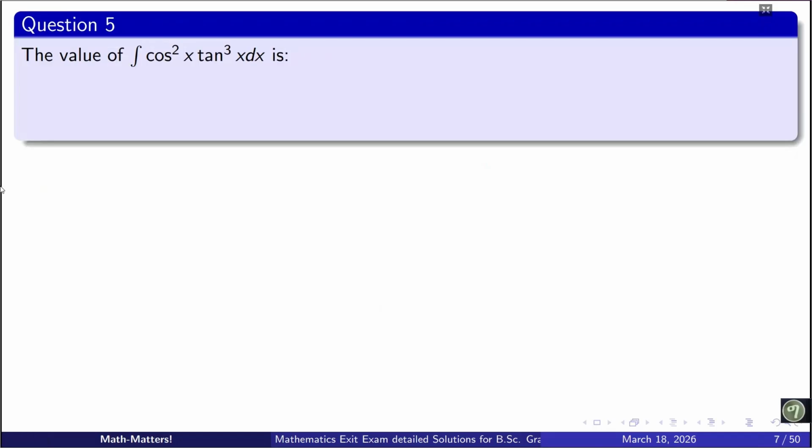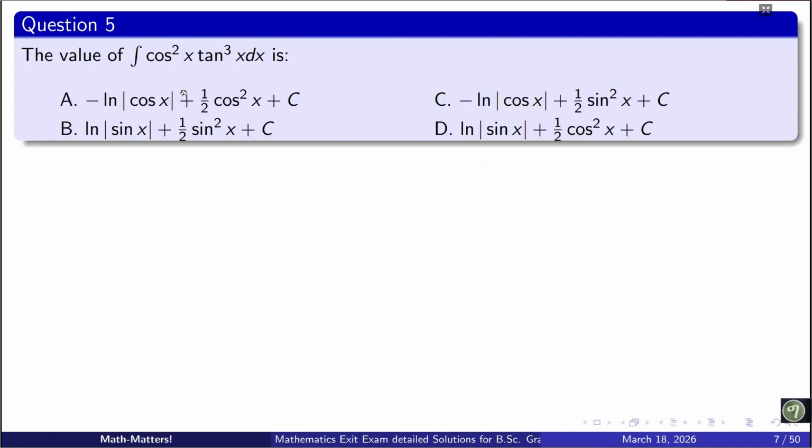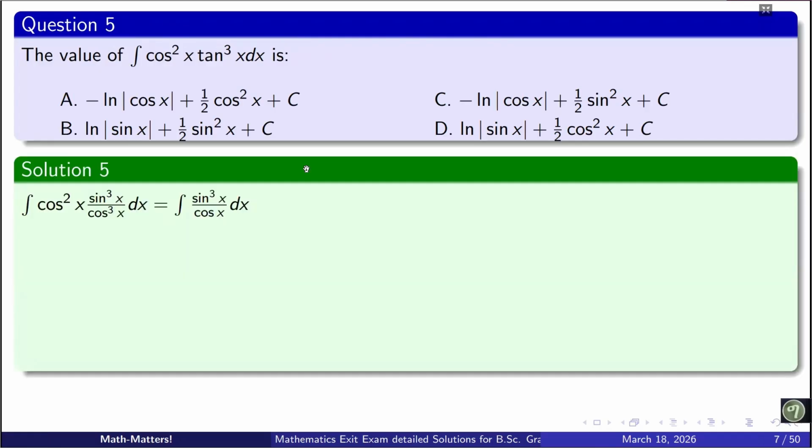Okay, the next question is the evaluation of an integral. Find the value of the integral of cos squared x times tan cubed x dx. And the alternatives are these. So when we do the solution for this one, we have the integral of cos squared x times tan cubed x, and because tan is the ratio of sine and cosine, it could be sine cubed x over cos cubed x dx.